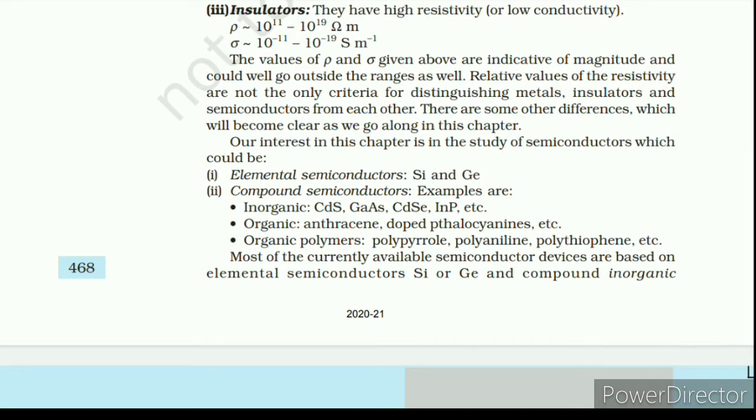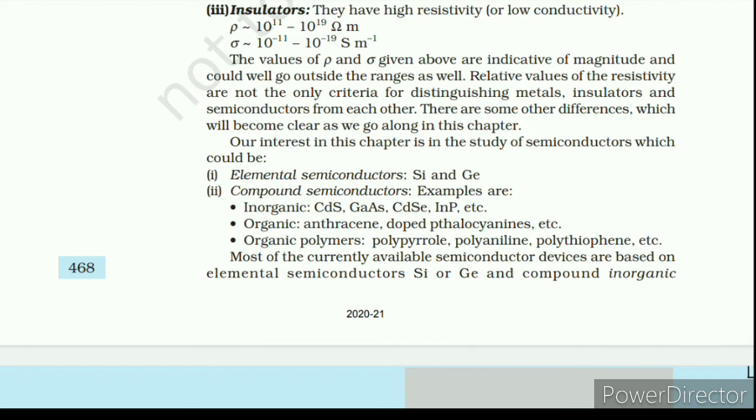Number 2, compound semiconductors. Examples are inorganic: CdS, GaAs, CdSe, InP, etc. Organic: anthracene, doped phthalocyanines, etc. Organic polymers: polypyrrole, polyaniline, polythiophene, etc. Most of the currently available semiconductors are based on elemental semiconductors, silicon or germanium, and compound inorganic semiconductors. However, after 1990, a few semiconductor devices using organic semiconductors and semiconducting polymers have been developed, signaling the birth of the futuristic technology of polymer electronics and molecular electronics.